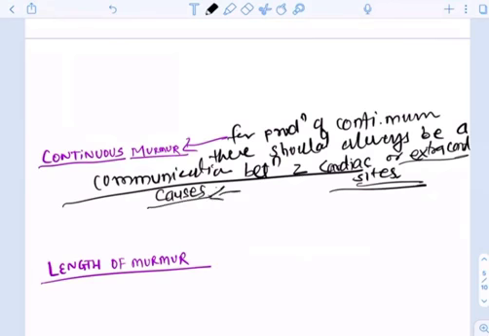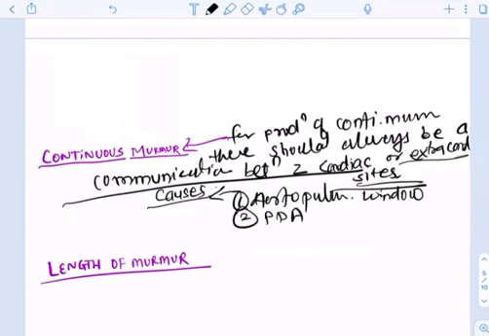So now you can imagine which can be the causes. One site is cardiac, the other is extracardiac, and the communication is between them. For example, first, aortopulmonary window. What happens in these cases? The aorta is connected to the pulmonary artery. Second is patent ductus arteriosus. Third is rupture of sinus of Valsalva.